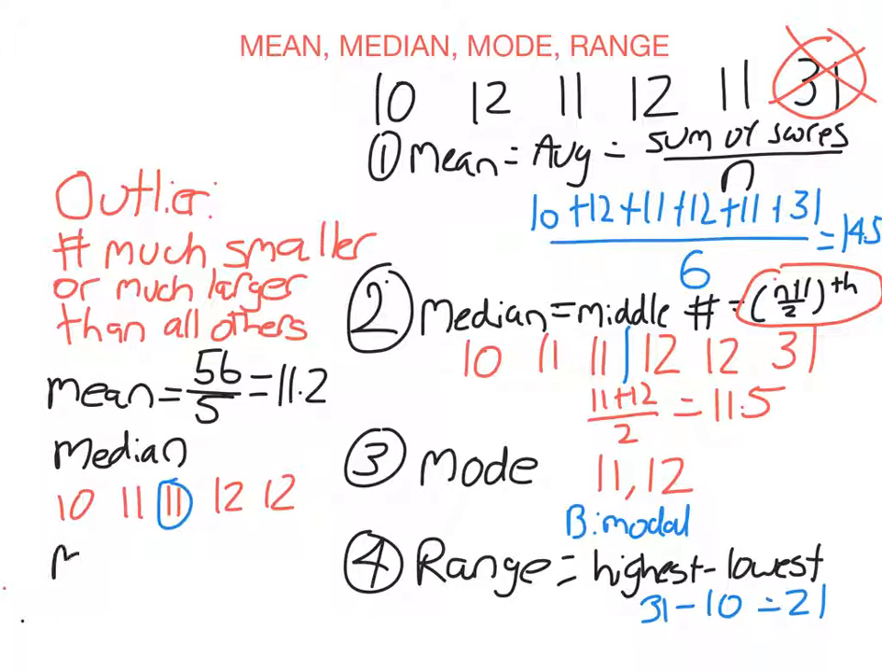The mode, however, has not changed at all. It's still the most common number, and it's still 11 and 12, bimodal. So outliers affect the mean more than the median or the mode. I just want to do one more type of question for you, and then I'll let you go.